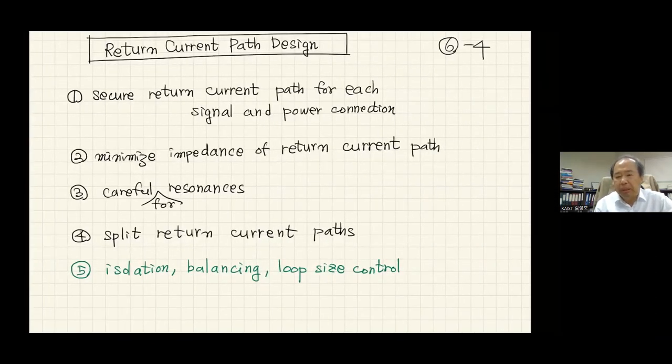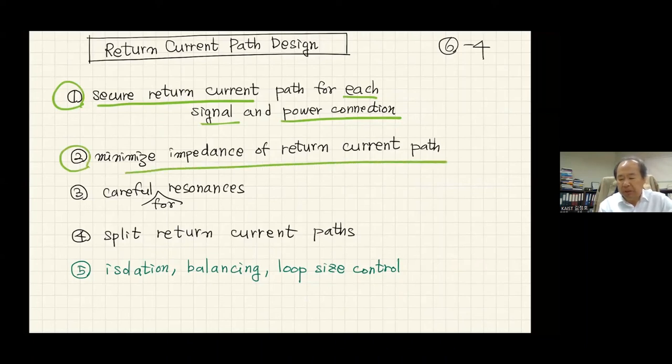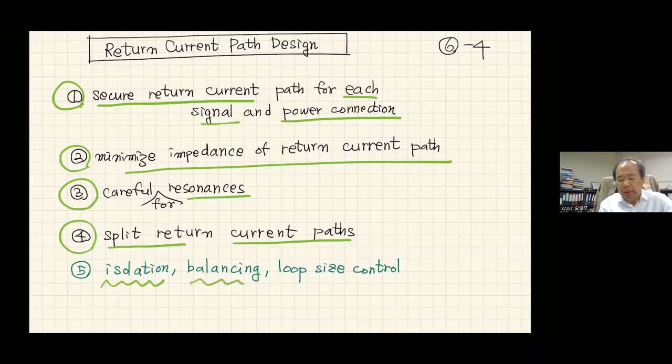So this will be the end of the class today. I will summarize this slide. How are you going to design the return current path? Number one, secure a return current path for each signal and power connection. Number two, minimize the impedance of the return current path. Number three, be careful about resonances. At the resonances, noise coupling and EMI will be maximum. And you have to split the return current paths to minimize the noise coupling between different signals and different powers, and between signal and power. And isolation and balancing means differential signaling could be a way to achieve that.